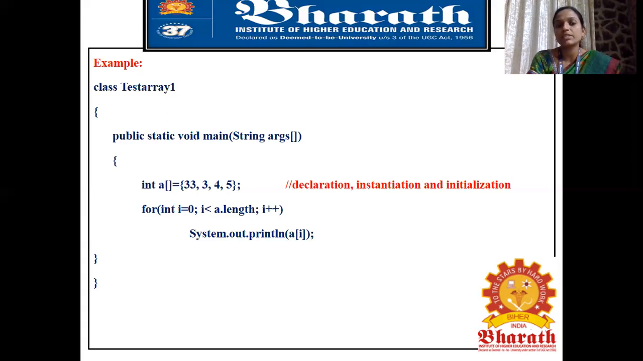Here this is our array declaration. That means int is the data type, a is the array name, equal to, and we have given the values directly: 33, 3, 4, 5. We have used the for loop to display the values one by one. Here also the first value is i equal to 0, condition 0 less than, what is the length? 4, then i plus plus. The condition is true, so it displays 33. It will repeat the process again and again. When the condition is false, it will come out of the loop.